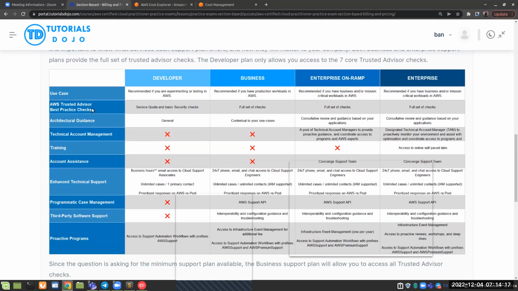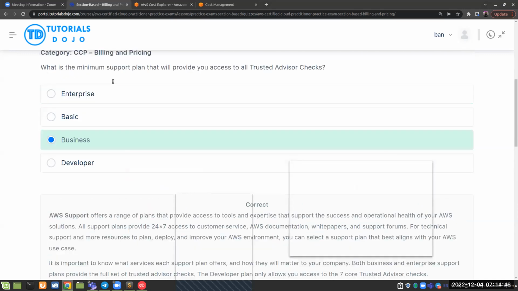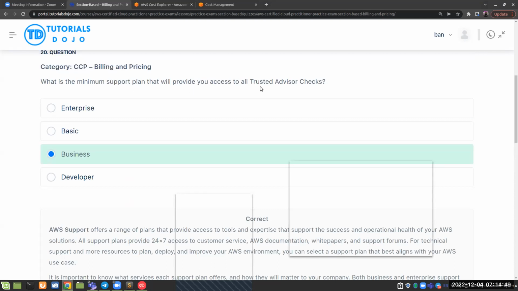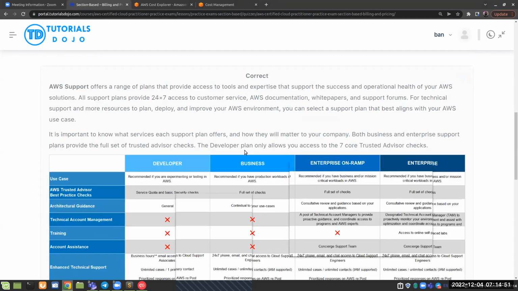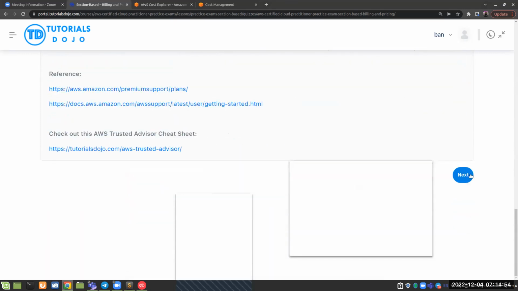If you look at this Trusted Advisor table, you realize that the developer plan has just service quota and security checks. We have just discussed what Trusted Advisor is, right? An online tool that can scan your infrastructure and then advise you based on AWS best practices. So the developer has this, the business gives you the full set of checks, enterprise on-ramp gives you full checks, enterprise gives you full checks. And the question is looking for the minimum support plan that provides you access to all Trusted Advisor checks. So back to our diagram is important, right?